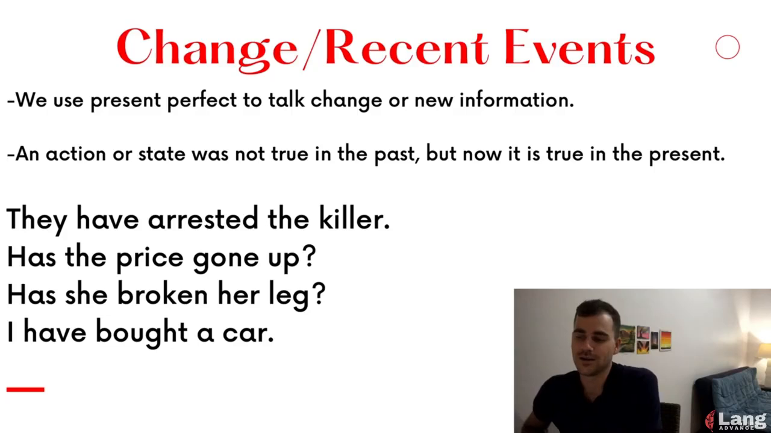The second usage of the present perfect is for change or recent events. We use present perfect to talk about change or new information. An action or state was not true in the past, but now it is true in the present. Here are some examples. They have arrested the killer. Has the price gone up? Has she broken her leg? I have bought a car.